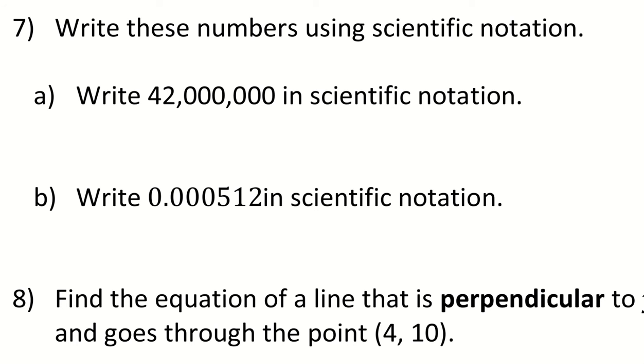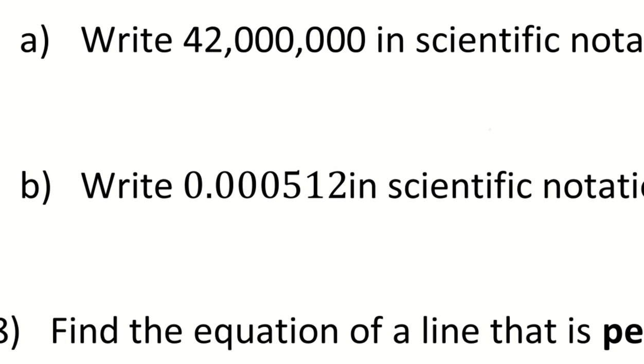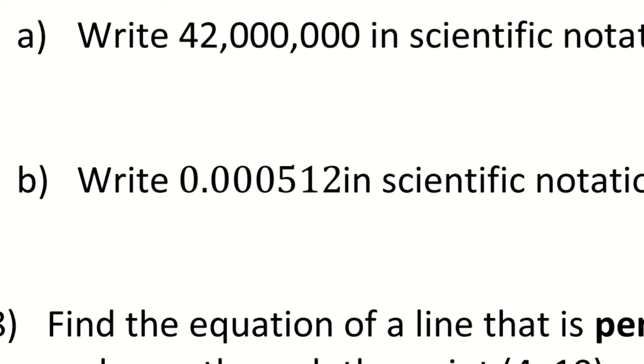Write these two numbers in scientific notation. So the first number that we're given is 42 million. If I wanted to write this number in scientific notation, I would begin by placing the decimal right there, right?